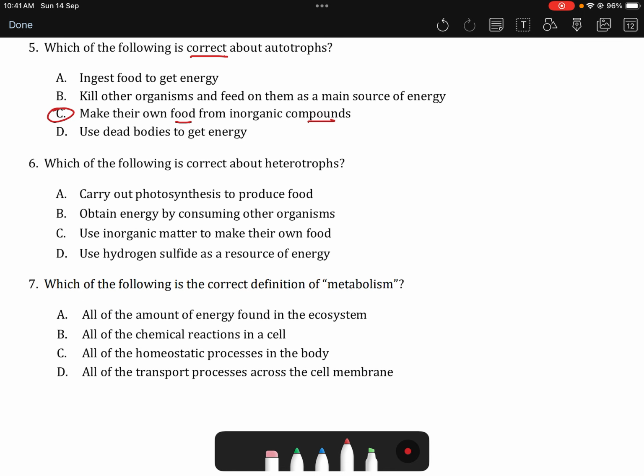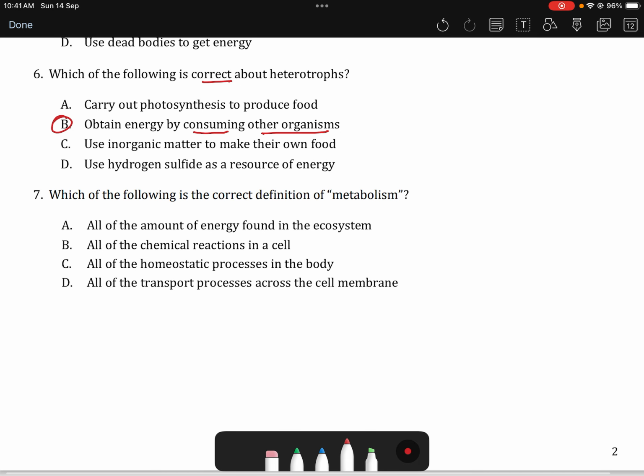Which of the following is correct about heterotrophs? Those organisms that cannot make their own food and obtain energy by consuming other organisms. Which of the following is the correct definition of metabolism? We learned it already: all the sets of chemical reactions taking place in an organism or in a cell. All the amount of energy found in an ecosystem, no. All the chemical reactions in a cell, yes. All of the homeostatic processes in the body, no. All of the transport processes across the cell membrane, no.